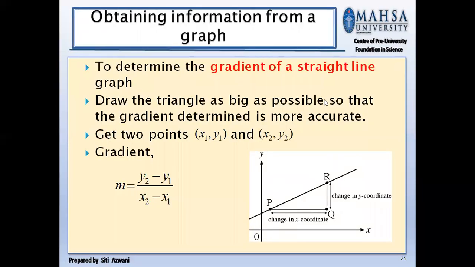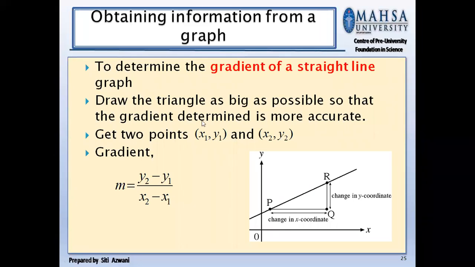Next, obtaining information from a graph. After you plot your graph, you can get some information, some values, from the graph. First, to determine the gradient of a straight line graph. From the graph you can calculate the gradient, the slope of a straight line. Draw a triangle. This is the method to find the gradient, the slope.